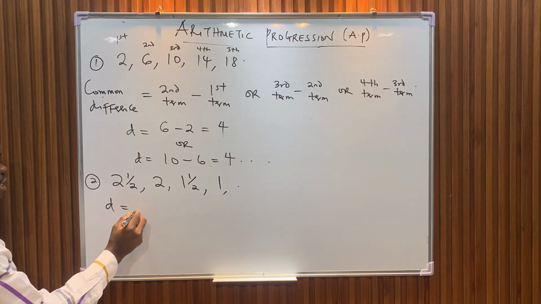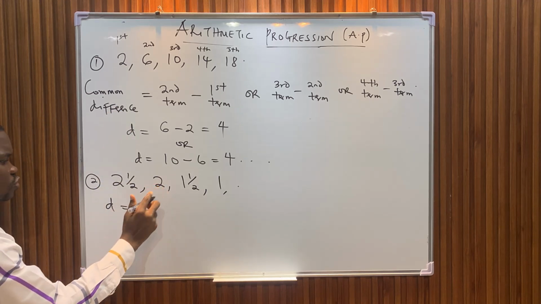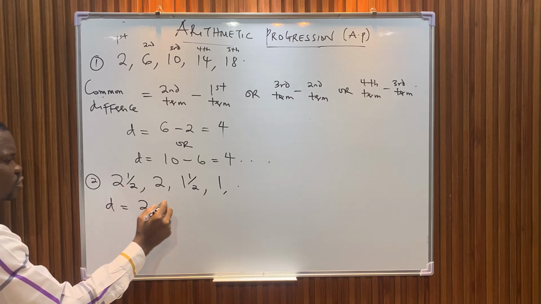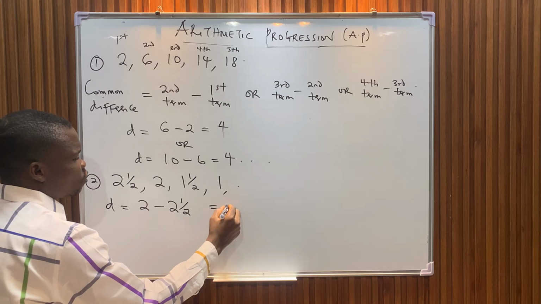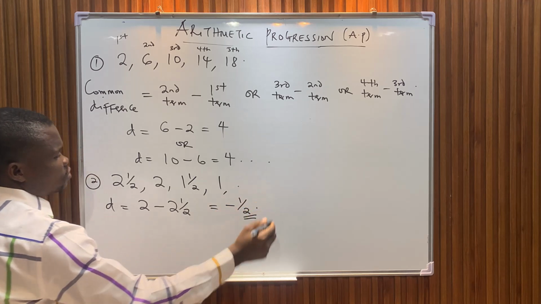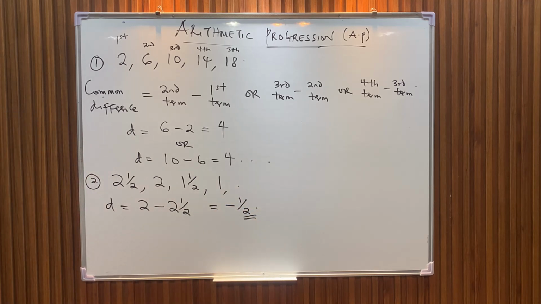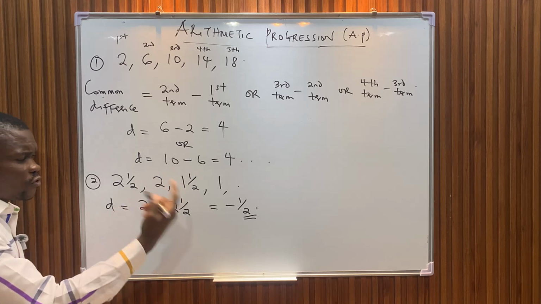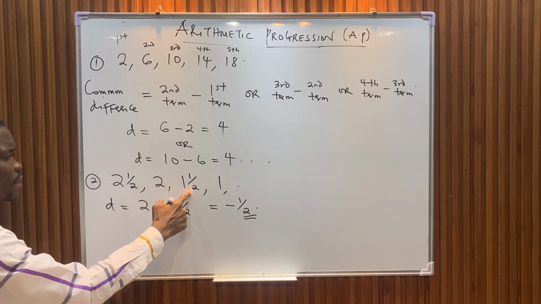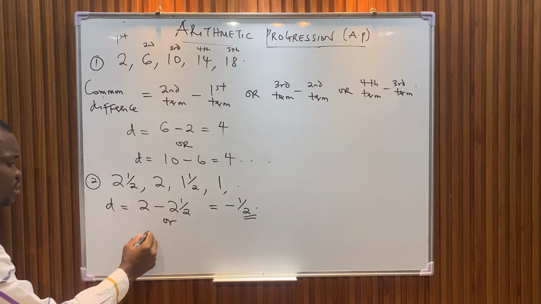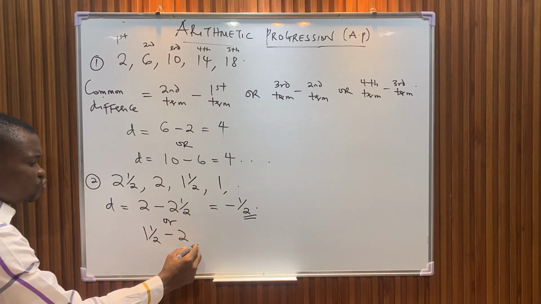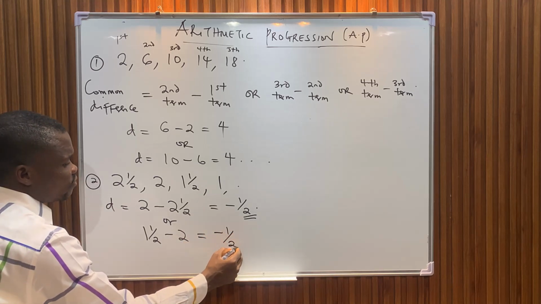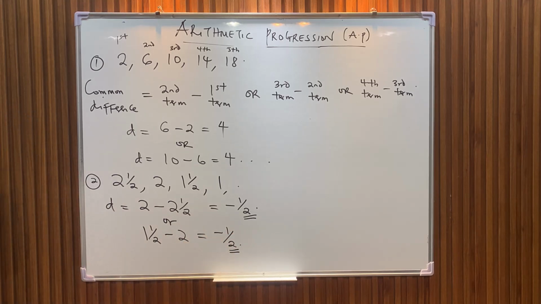The common difference here, D, is equal to the second term here, which is what? 2, minus the first term here, which is what? 2.5. So 2 minus 2.5, that should give us what? Minus 1 over 2. So that gives us the common difference of this sequence. Of course, if you want to also use third term minus second term, you still get the same thing. Look at it. 1 over 2, that's the third term, minus the second term, minus 2. That will give us what? Minus half. You can see that the common difference of this sequence is minus 1 over 2.